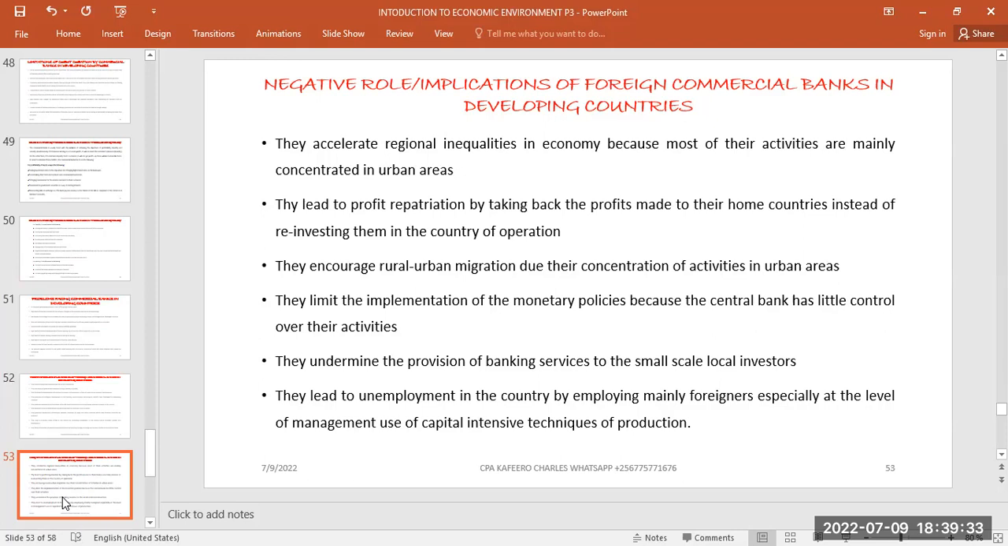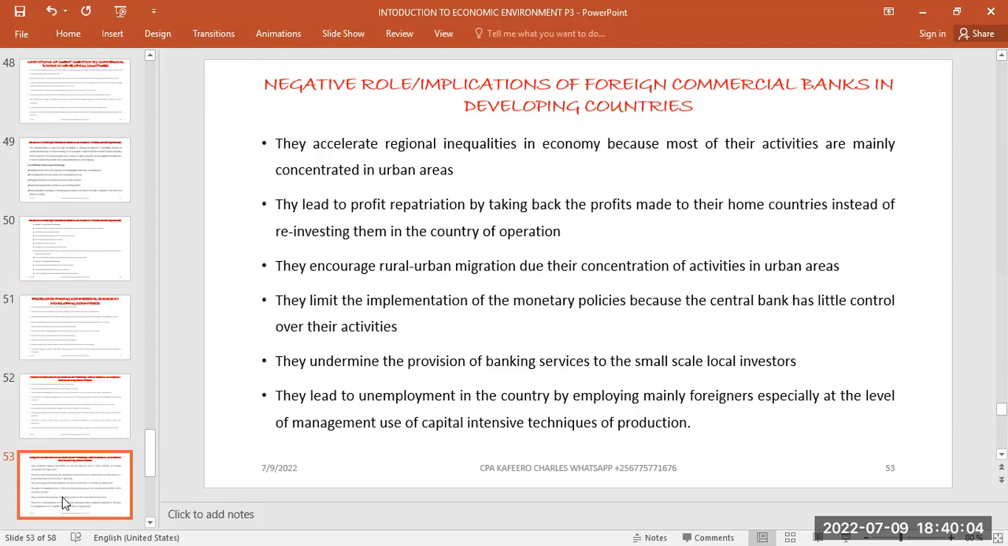The other one, they encourage rural urban migration. Since they are urban based, they encourage people to come to urban areas, which will increase the population in that area as a result of people searching for jobs and other social networks that are being provided within the urban areas.